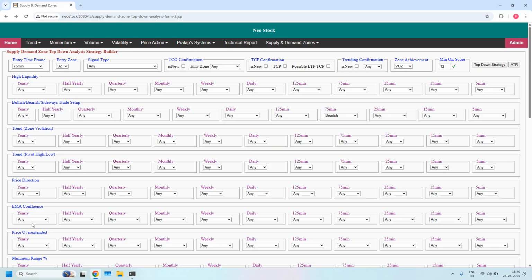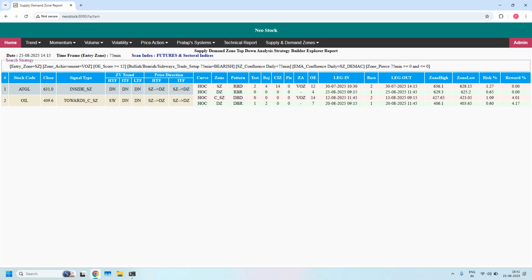Let's further filter based on EMA confluence in daily time frame. That is daily supply zone with daily EMA, and inside the daily supply zone we have 75 minute supply zone. So 2 stocks are filtered. That way these 2 75 minute supply zones might have more high probability to get success, provided less than 20 checklist items are satisfied, otherwise zones might be violated.